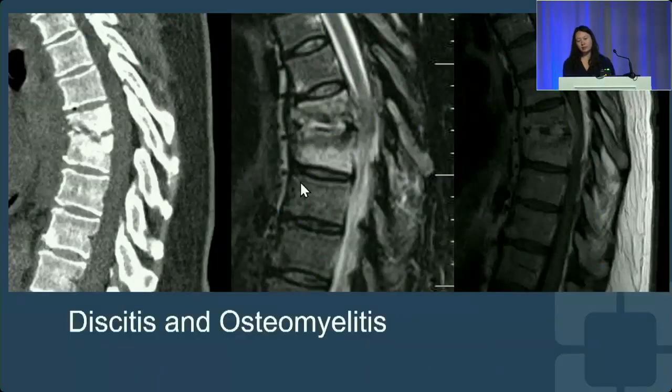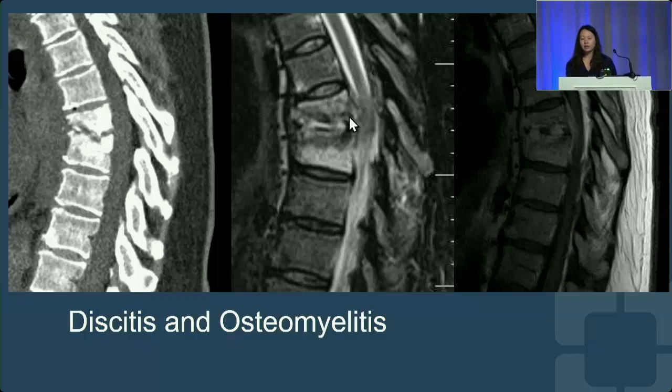So discitis and osteomyelitis: usually if we see a normal appearing disc space with abnormal marrow signal on the end plates, it's most likely degenerative changes or Modic type 1, 2, or 3 changes. If the disc space is completely normal, what we start worrying about is if the disc space starts looking fluidy, it has fluid in it, it's enhancing, and then of course on the CT you see bony erosions along the end plates. So this is a case of discitis and osteomyelitis, which we see very commonly.